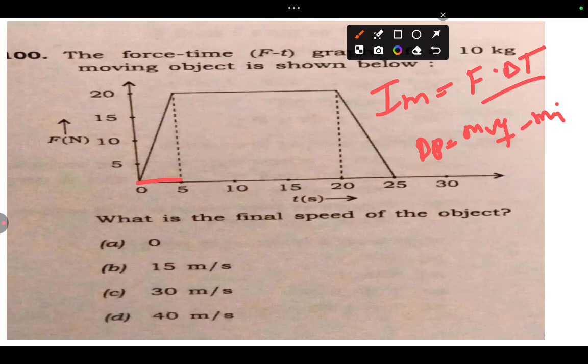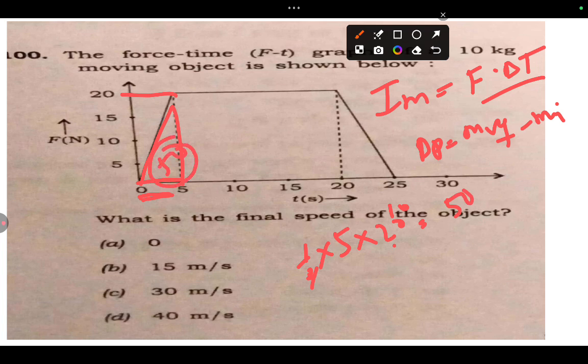Okay, no problem. First of all, you go with the first triangle shape. The area of this triangle, how much is that? That is 1 by 2. Let me consider from here to here: base is 5, height is 20. So 1 by 2 into 5 into 20 is 50. This is almost 50. Okay, clear?